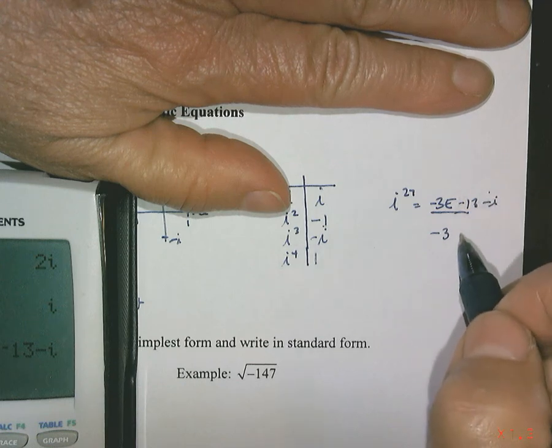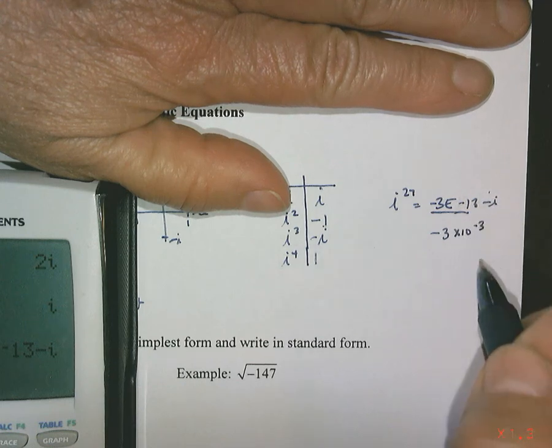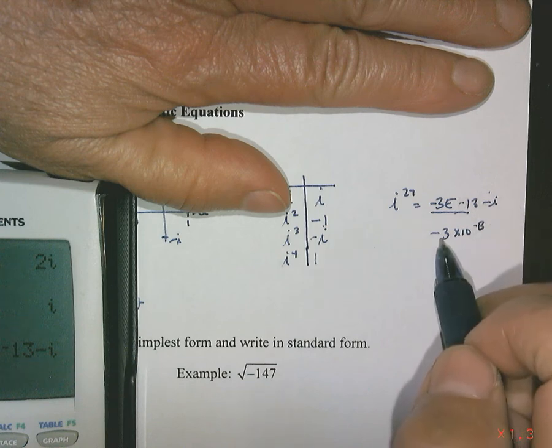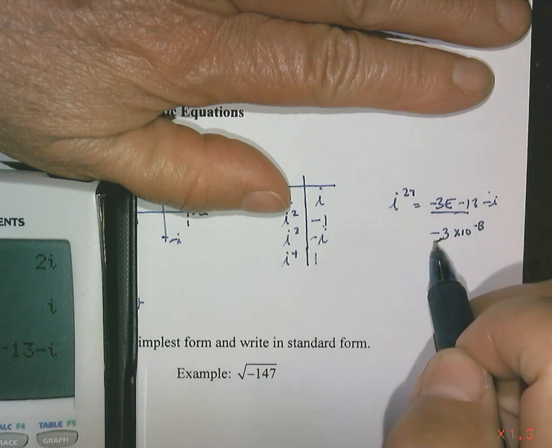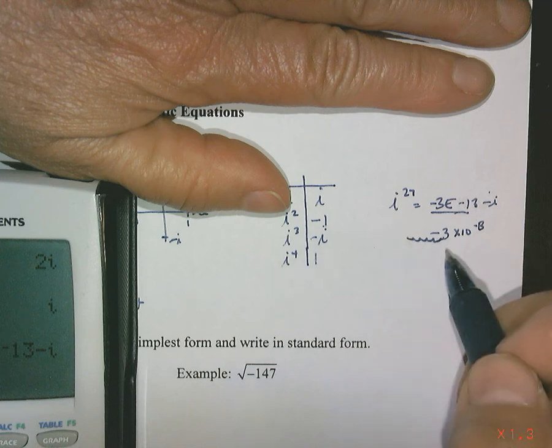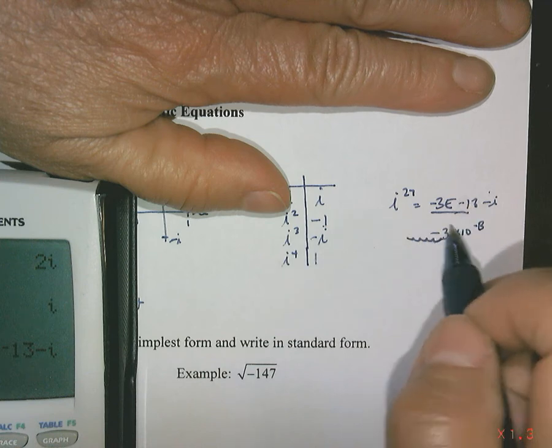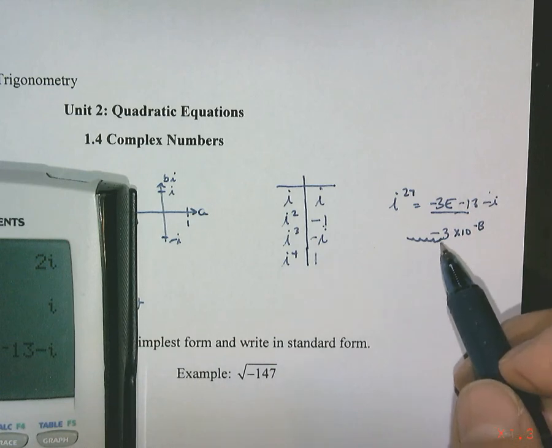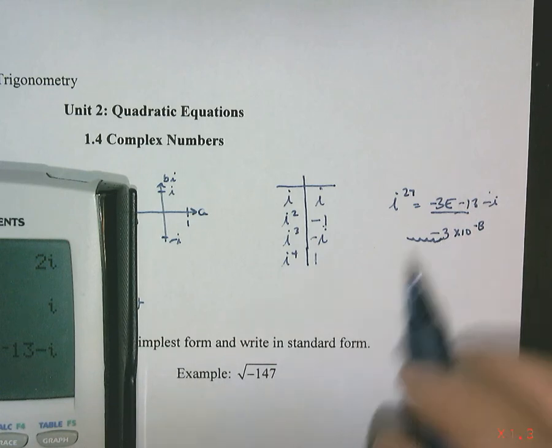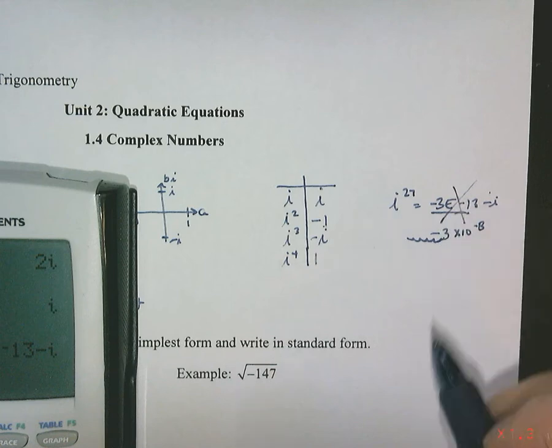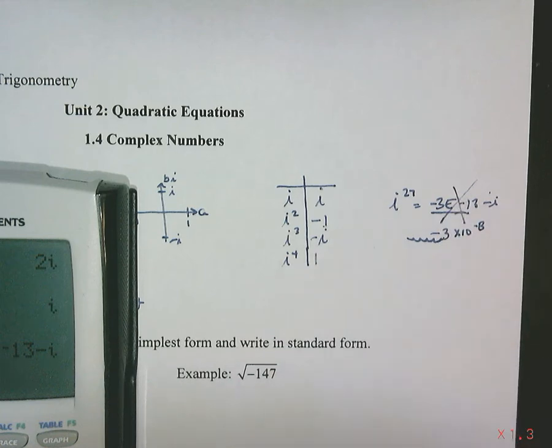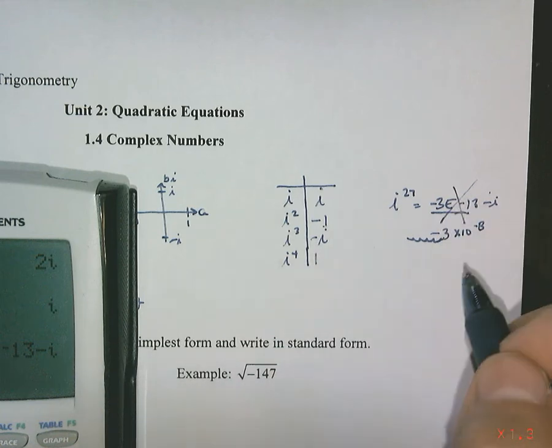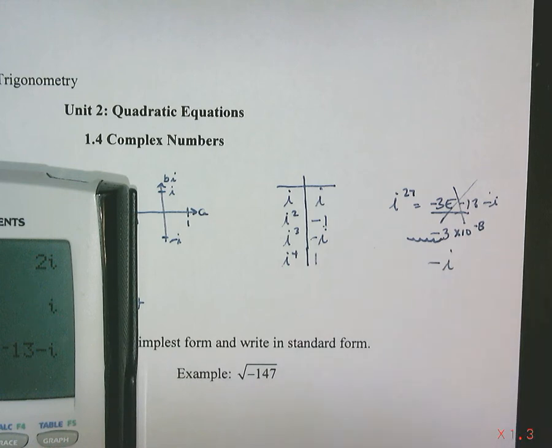So -3 times 10 to the -13 means I'm going to move this decimal place over 13 spaces, and I'm going to run out of room. So basically, this is going to be -0.00000, and a lot of zeros and a 3. So this is going to be basically 0. I don't need that. So my answer just becomes -i.